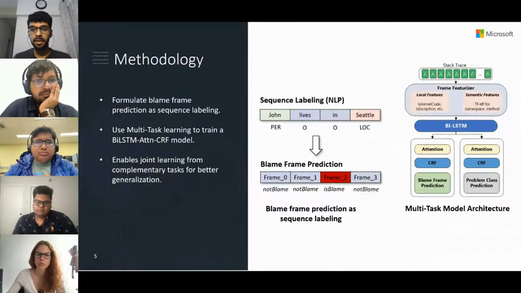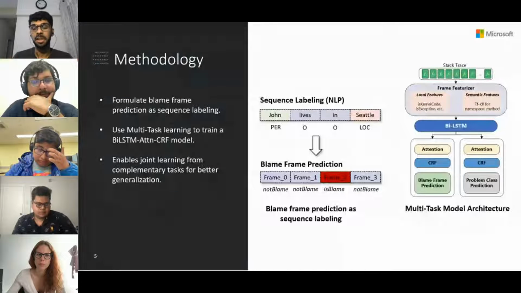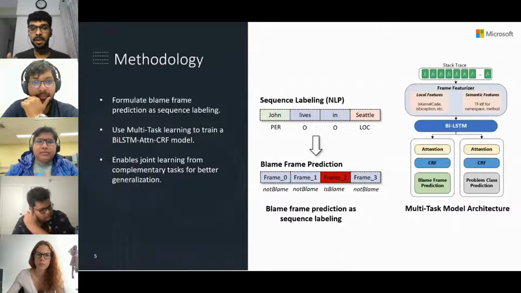Here, what we do is we train the model to not just predict the blame frame, but also the high-level cause of the crash or symptom. For example, was it a stack overflow? Was it a zero division error? Was it a null pointer error? And learning this jointly along with blame frame prediction vastly improves performance and generalization of our models.